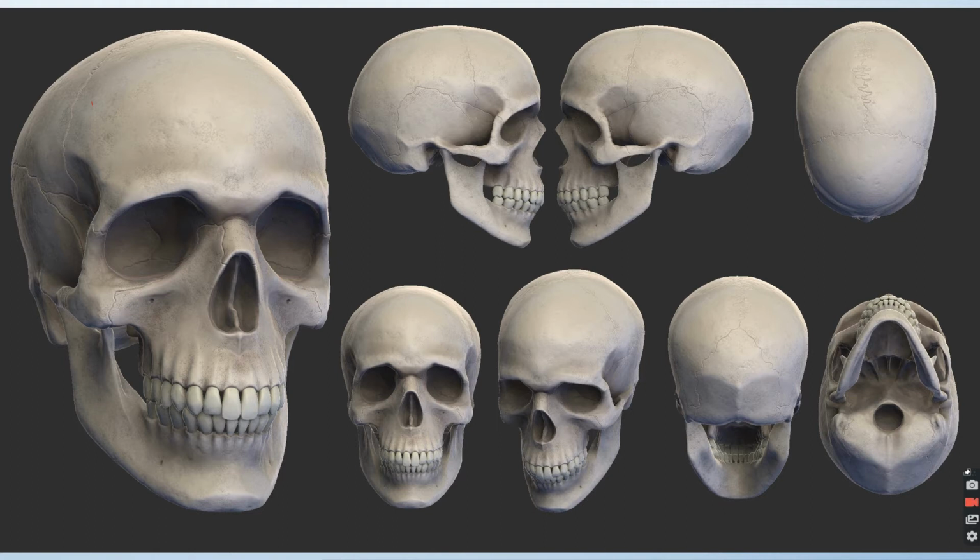Now, the skull can be divided into two main parts. One is the calvarium or the brain box, this whole part, which holds the brain. The rest of it is included in the facial bones. So this is how the skull is usually divided.